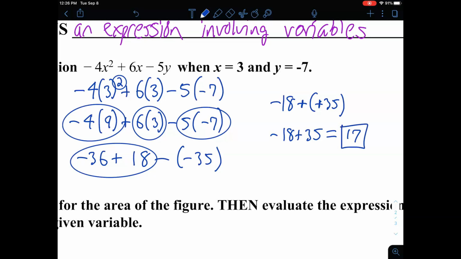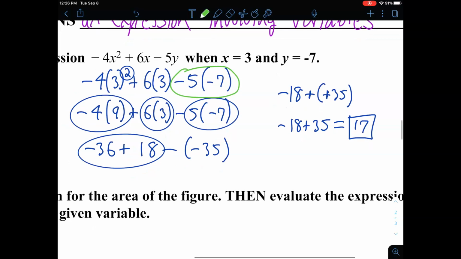That's our final answer. Way back here, another thing you could have done in this step right here is you could have just done negative 5 times negative 7, which would have been plus 35 right away, instead of doing this minus negative 35. That's totally fine. That would be a shortcut if you're comfortable with that. But just know it's negative 5 times negative 7, and then you got to add it.